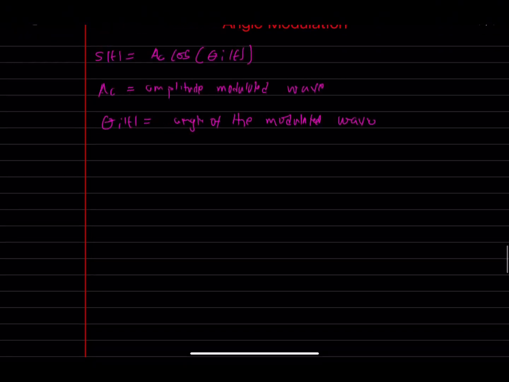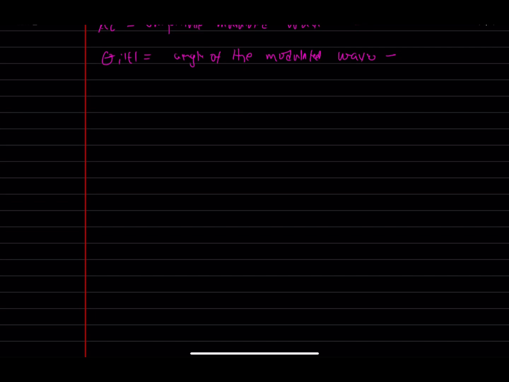So knowing that these are the parameters inside the cos over here, let's look at the various divisions of angle modulation. As I said earlier on, angle modulation is divided into two, which are frequency modulation and phase modulation. So now let's take them one after the other. Let's pick frequency modulation.